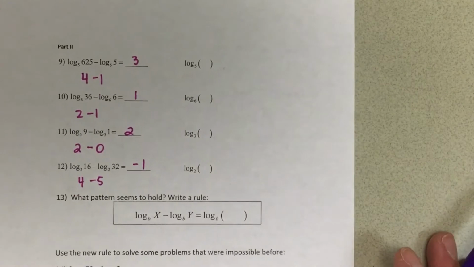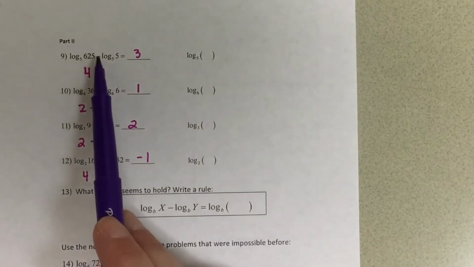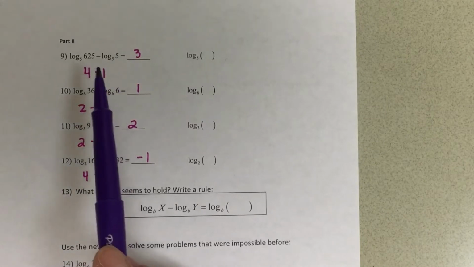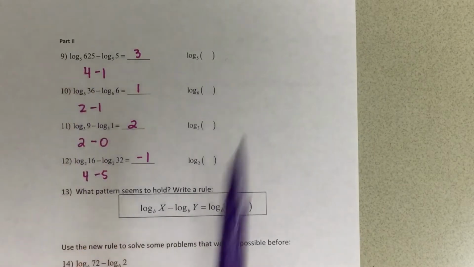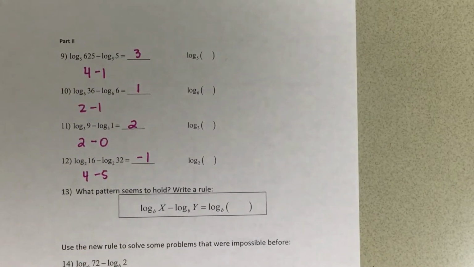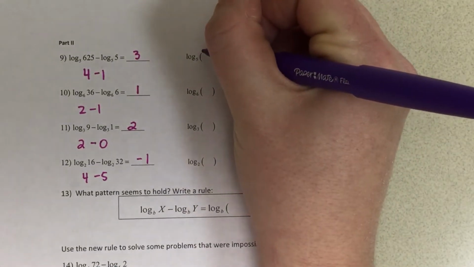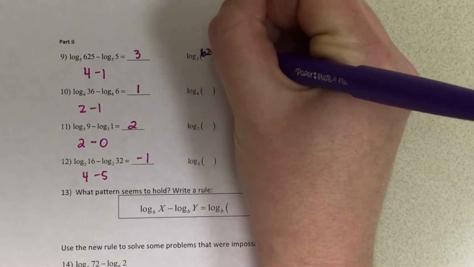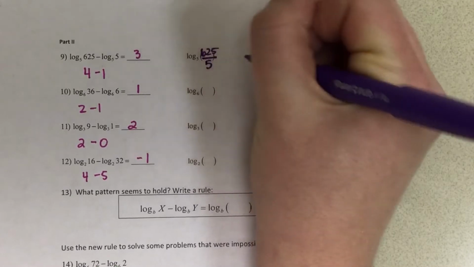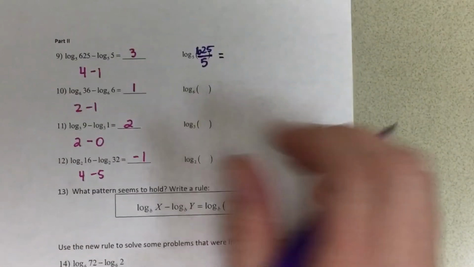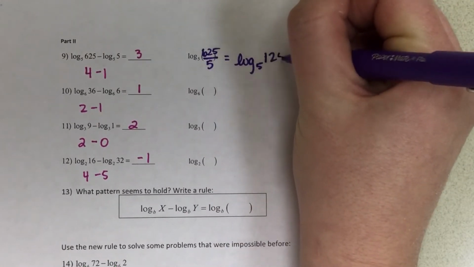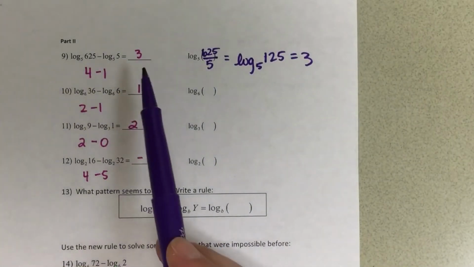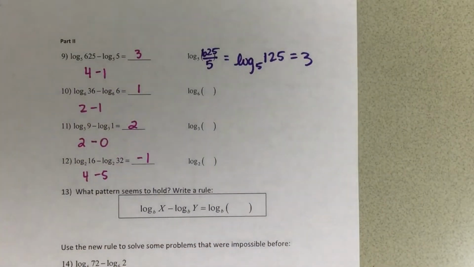Now, when we get to our next one, I'm going to try to speed through this one for you. In each of these, now we have subtraction. And when we are subtracting two logs with the same base, we can rewrite this as the quotient. So I could have rewritten this as log base 5 of 625 over 5. Well, 625 over 5 becomes log base 5 of 125, which equals 3, which is the same thing we had when we looked at it in expanded form.